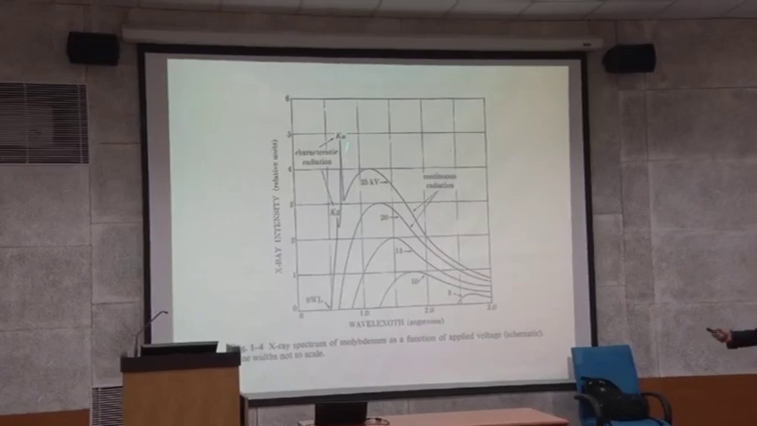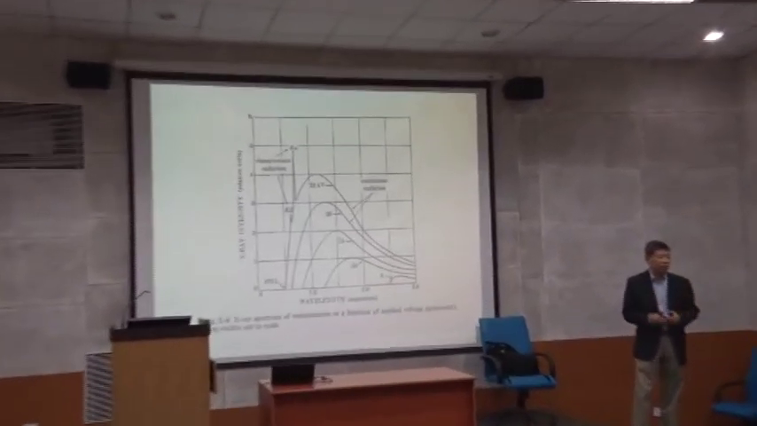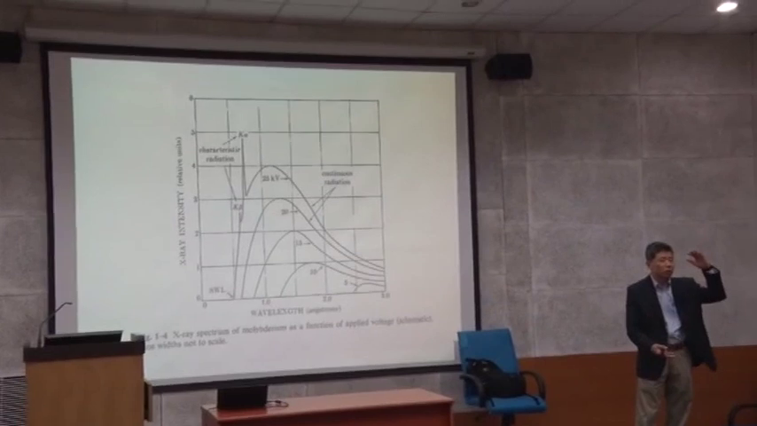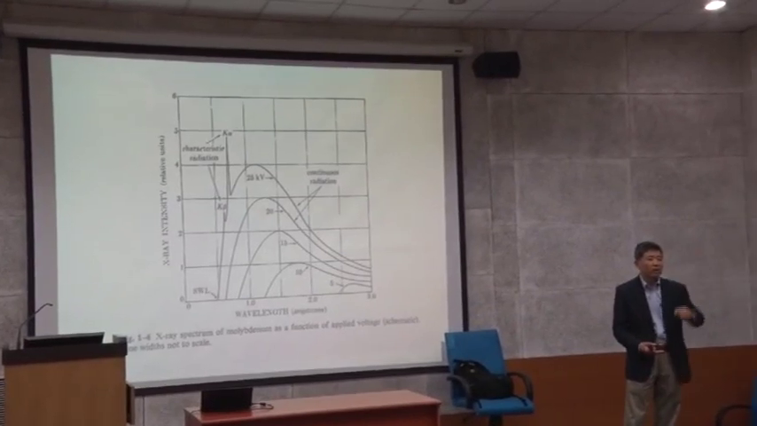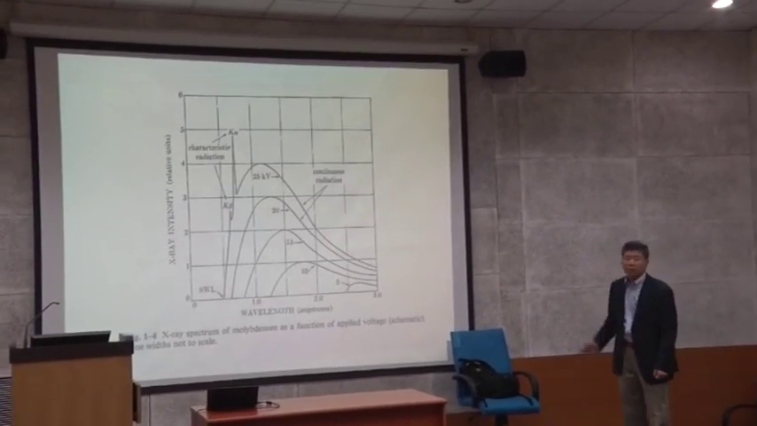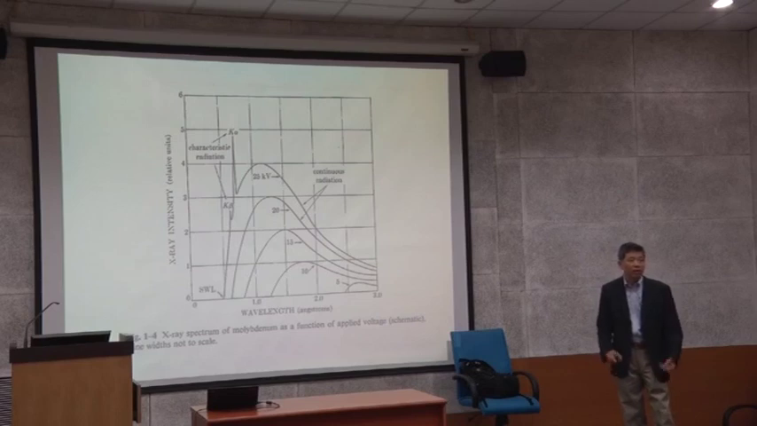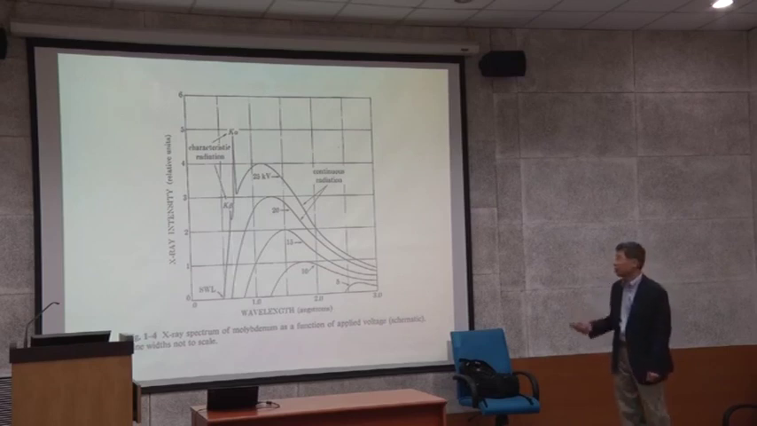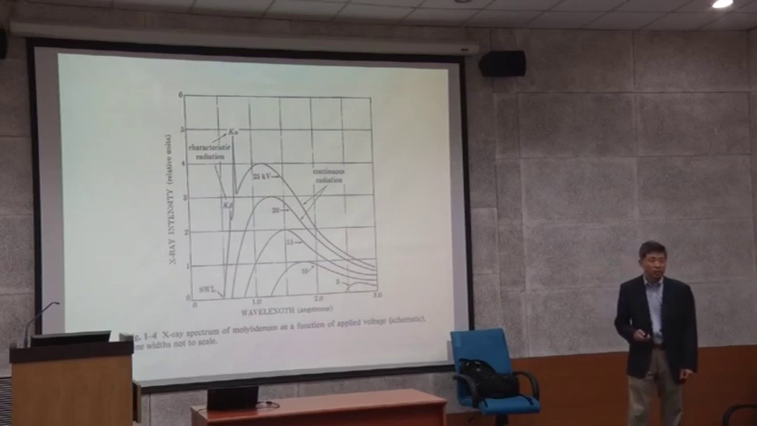Molybdenum's K alpha line is a much shorter wavelength because the energy transition between the K lines is a lot higher than copper. Copper is roughly 9 point some kilovolts for the energy transition. However, molybdenum has a lot higher energy transition, so the wavelength is small.